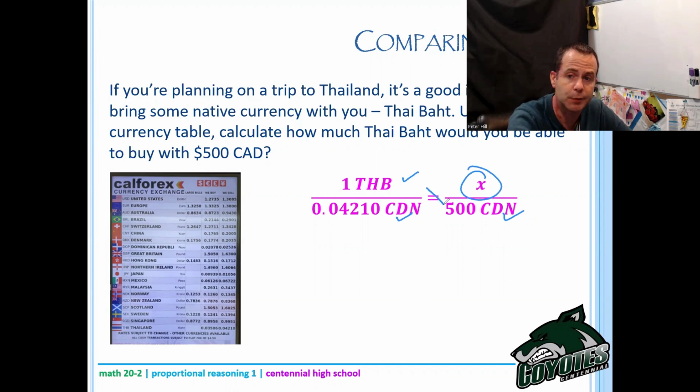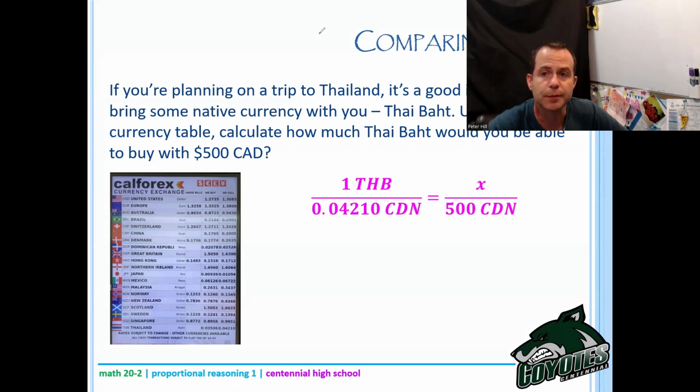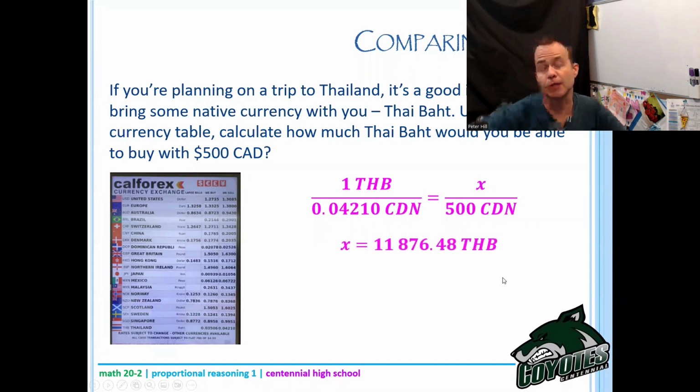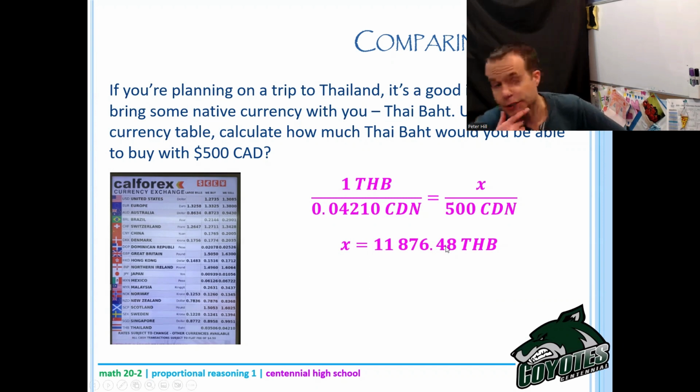I can go 500 times 1, and then I end up dividing by the 0.04210. So 500 times 1 divided by 0.04210, and that's 11,876.48. Now, you have to always round currency to 2 decimal places. We won't tell you rounding instructions. It's just always assumed if we're talking currency, no matter what the currency, round to 2 decimal places.